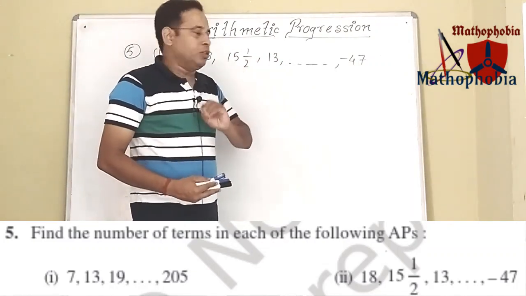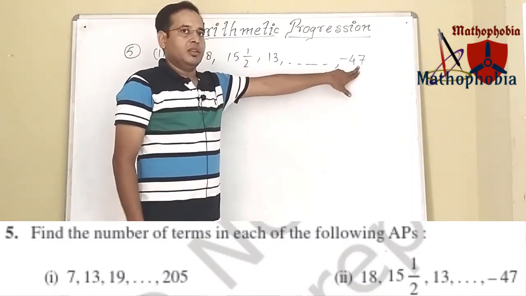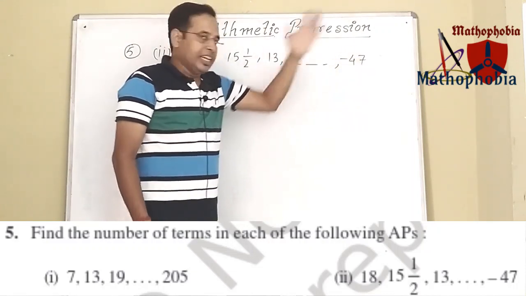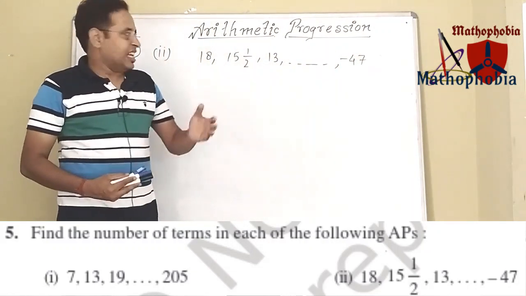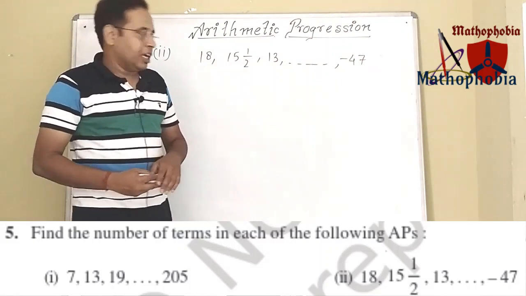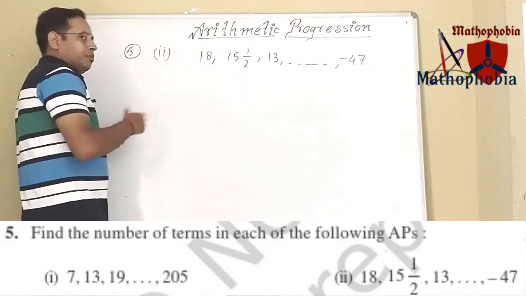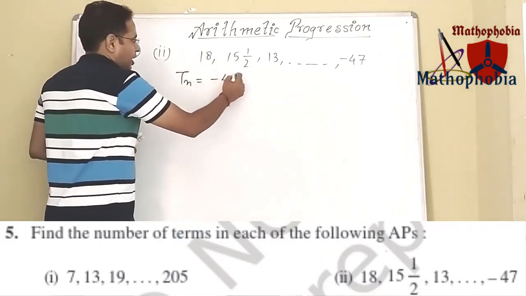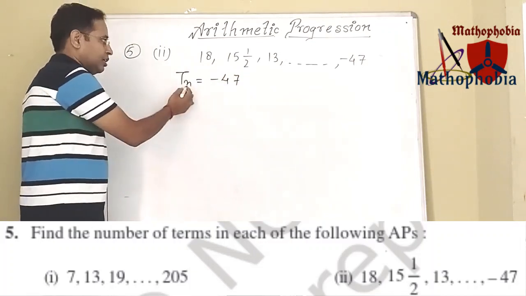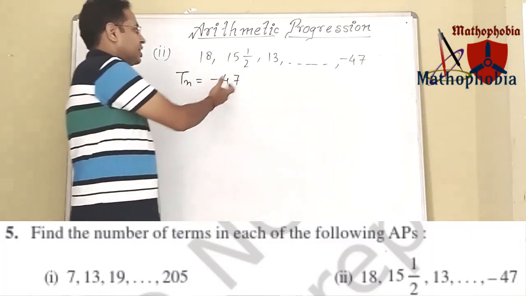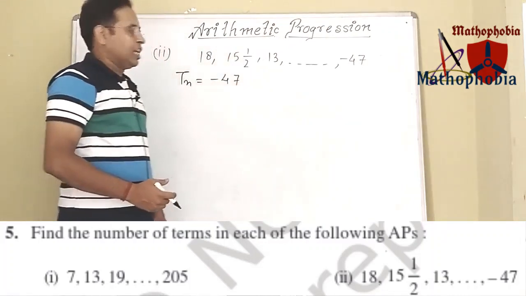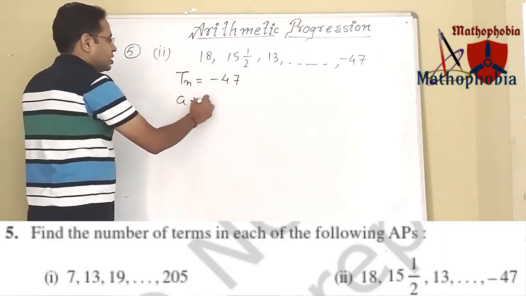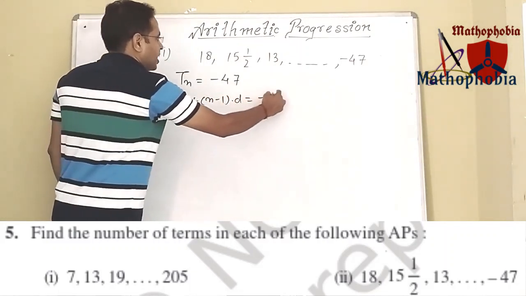If somehow we are able to find out that this minus 47 is which term of this AP, है ना? ये minus 47 इस AP का कौन सा term है? अगर ये पता चल गया, then we will be able to tell that these many terms are there in the given AP, है ना? चलो, let's see. Formula of Tn: Tn equals, now the last term is given, minus 47. If we find the value of n, we will know that minus 47 is that particular term, and that many terms will be there in this given arithmetic progression. So a plus n minus 1 into d equals minus 47.